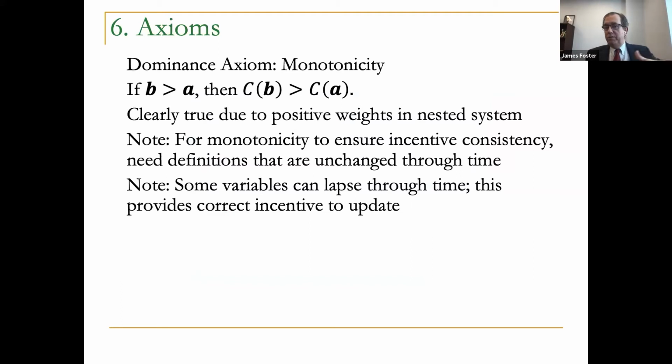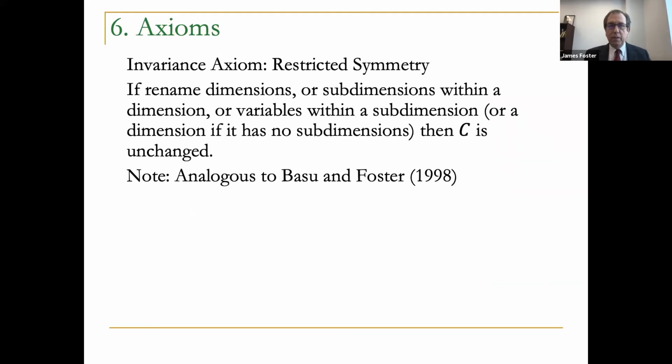There are axioms of dominance, of monotonicity. This is one of the dominance axioms. It tells you what you're looking for to measure. It helps you make sure that everything's incentive consistent. This, by the way, provides an incentive to update, because some of the variables here actually have a time limit, 10 years and so on.